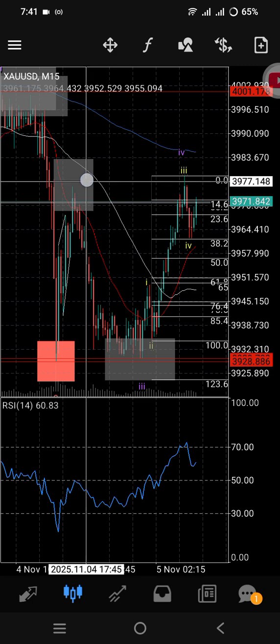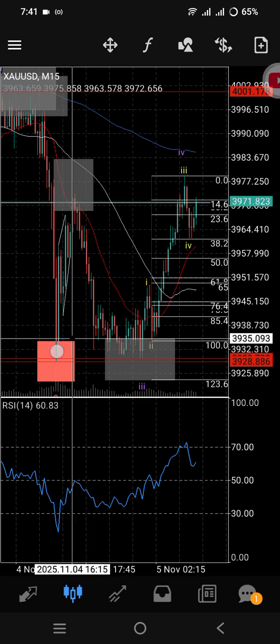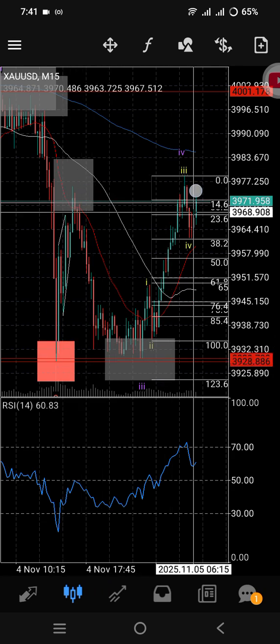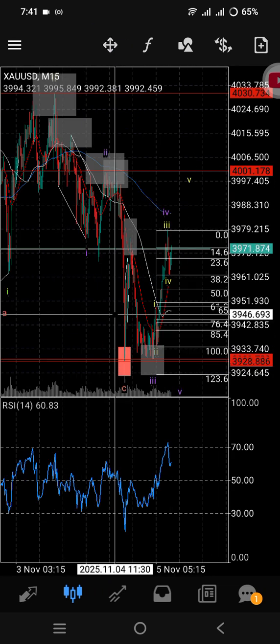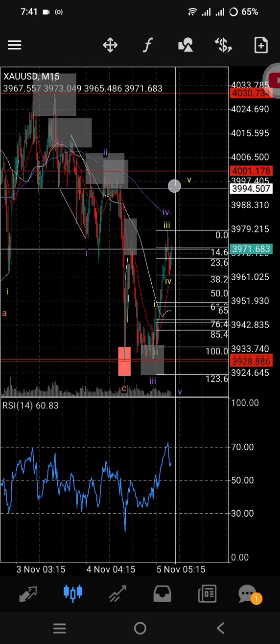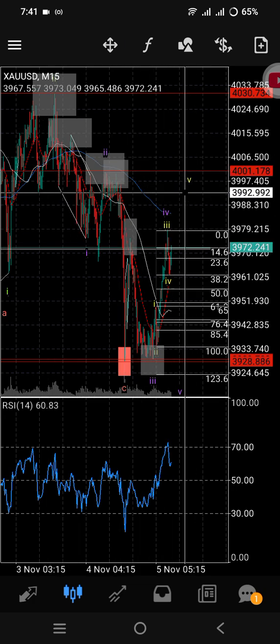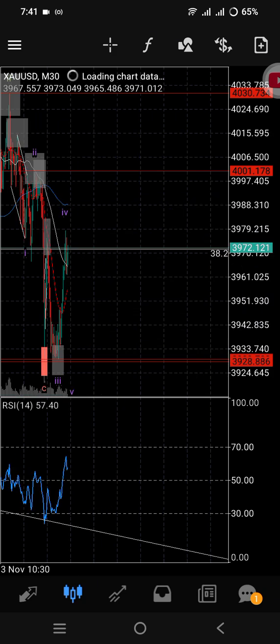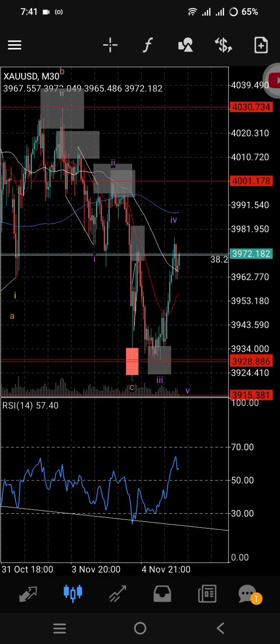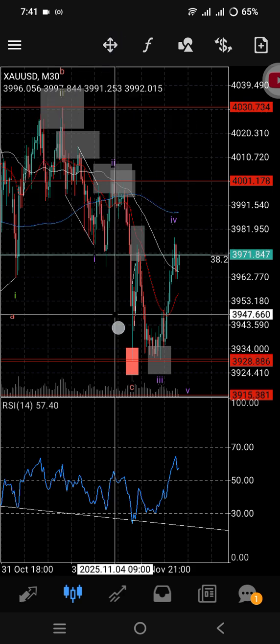I mean, this isn't even the kind of thing I would like to see in a wave one. Is it possible that this could be a 5-3-5? Is that possible in a broader correction of one of these? It could be possible, but again, we just have to wait and see what the market does. At the moment, there isn't enough information to even make that call, but it's a possibility.